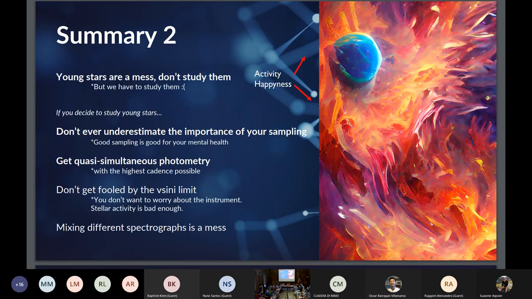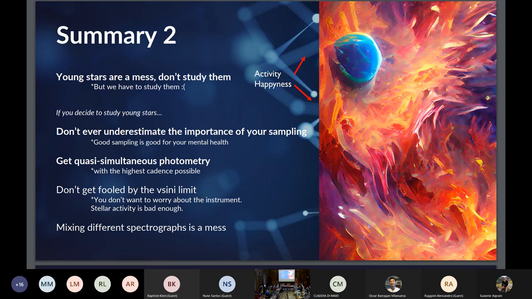Then, young stars are a mess. I really had a hard time doing this. So I advise you to just not do them, but you are going to do them. So don't underestimate the sampling. The sampling is key. You really want your rotation signal, which is going to be short, to be well characterized, because it might not be very sinusoidal and not very well behaved.